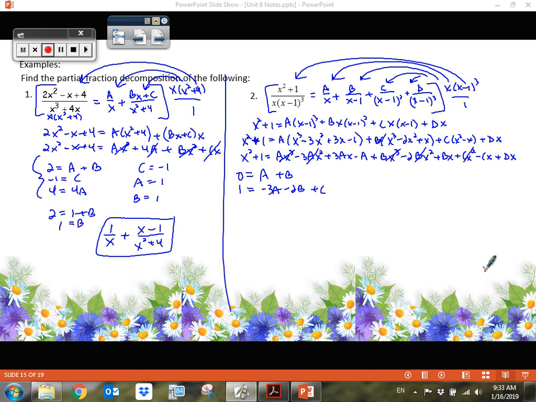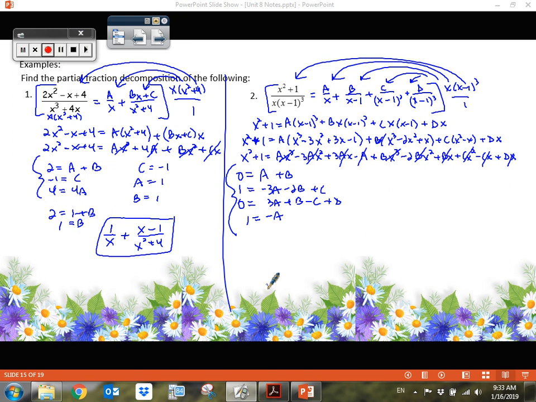Now the x's, I don't have an x term in the numerator, so that's going to be 0 equals. So x, I have 3a, that one's gone, plus b, that one's gone, and then minus c, and then plus d. Okay, for the x's. And then for the constant, I have a 1 equals, let's see what constants we have. Negative a. We have any others? Nope. So that's the system of equations that I need to solve.